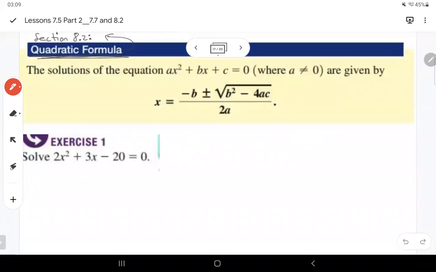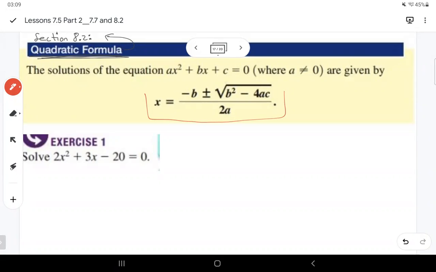Section 8.2 is literally just called the quadratic formula. This is the quadratic formula. You will want to have it memorized. Once you work with it long enough, it comes right to you. To be honest, you won't even need to memorize it that long. But here's how we work it.